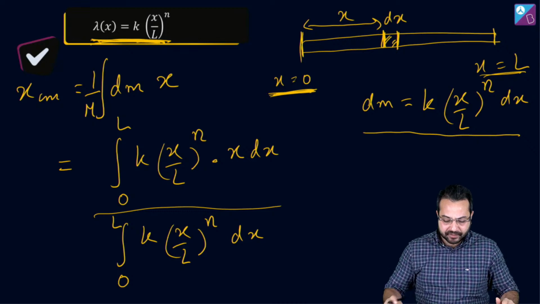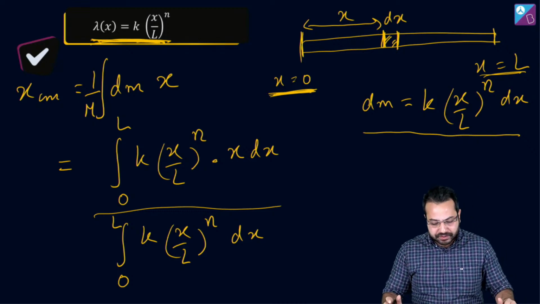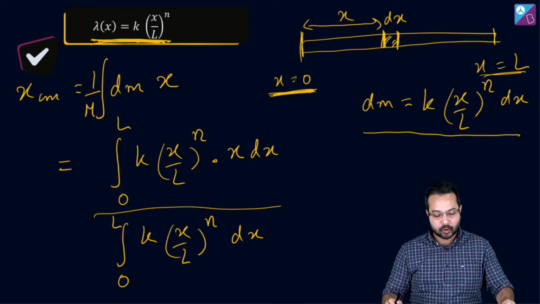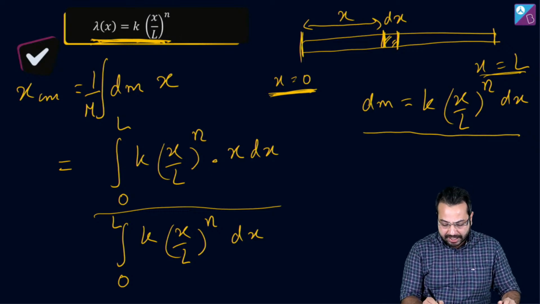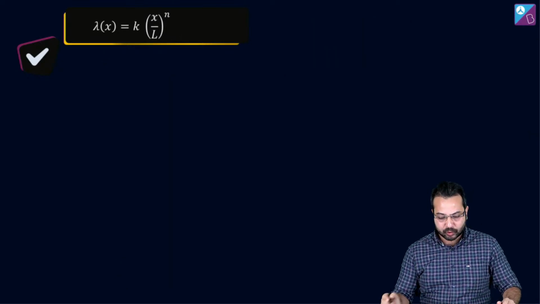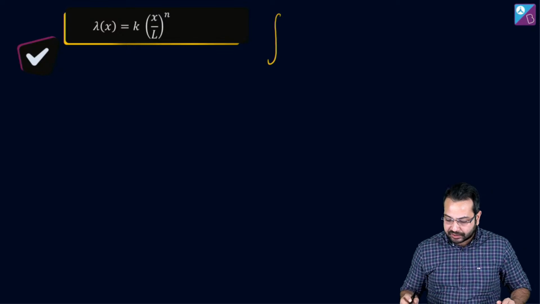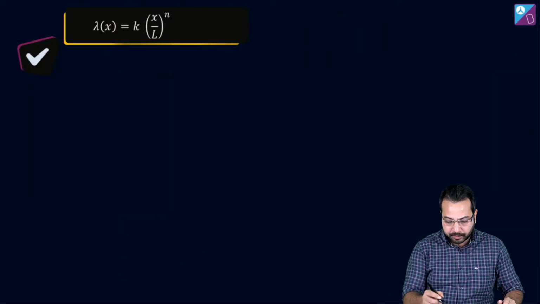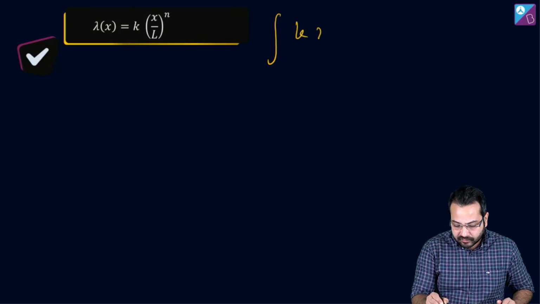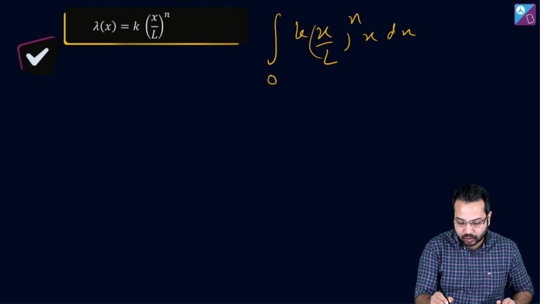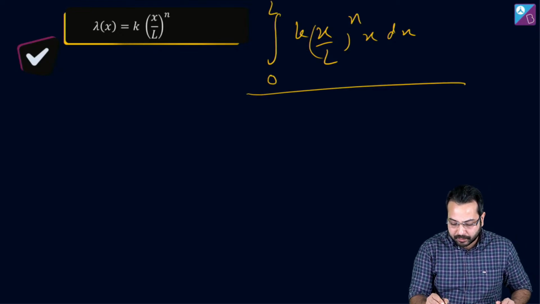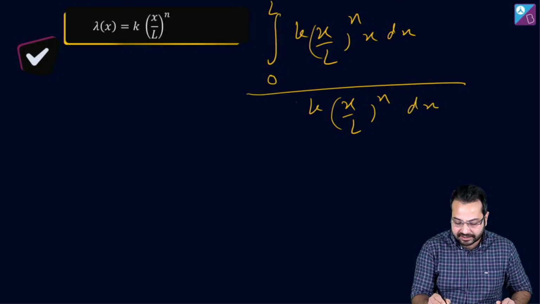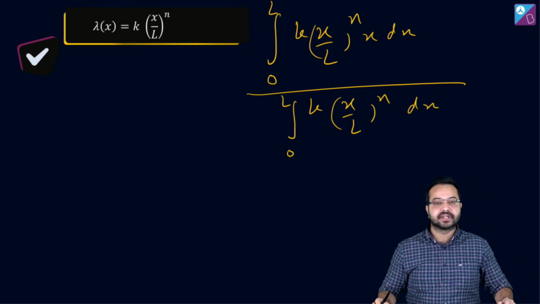Alright, so we have come up with this. Now what we need to do is, obviously, integrate this. Okay, so let's do the integration. I need some space for integration, so I'm going to write it over here. So this is the integral of, let me go back and see, what is it? This is k (x by L) to the power n, then we have x dx, going from 0 to L, and then this is divided by the integral of k (x by L) to the power n dx, going from 0 to L. Is that correct?